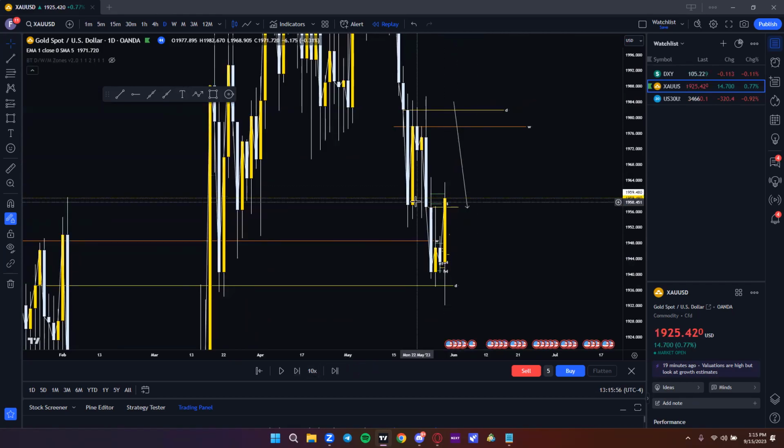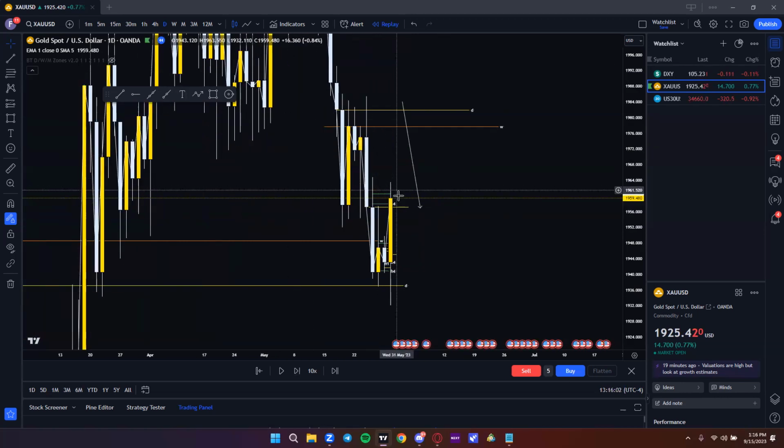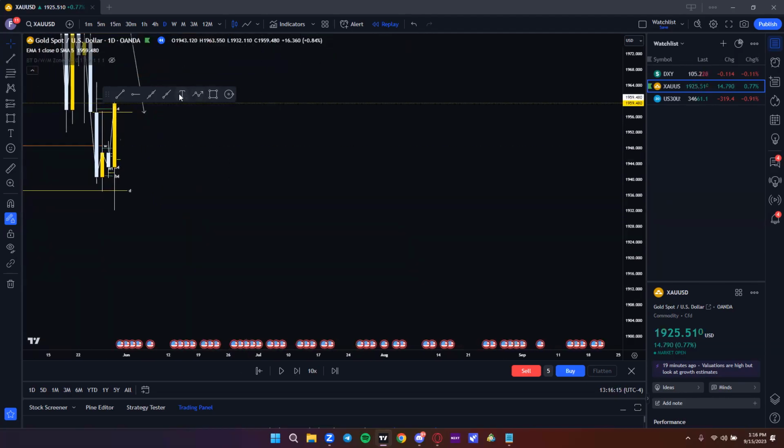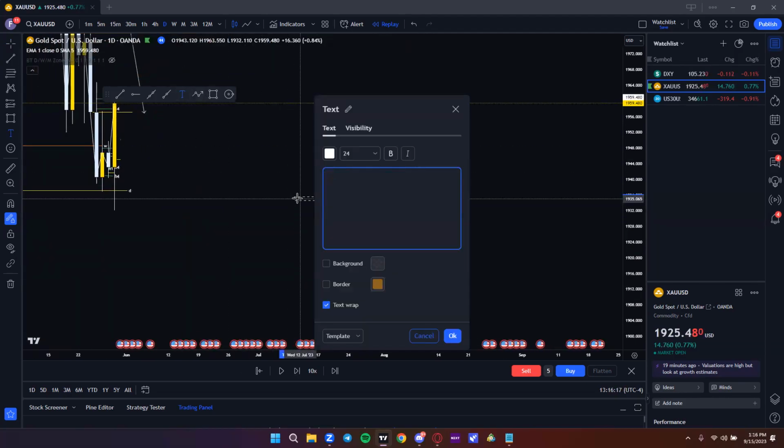Now, yeah, we got this reaction, but we need to see how daily closes. If it closes above this level, that means that we're confirming a pullback. And this is how you can, if I were to put it in your notes or something like that, identify.